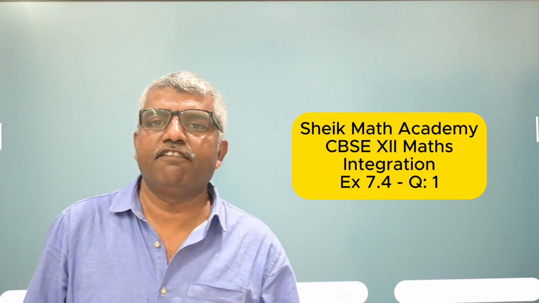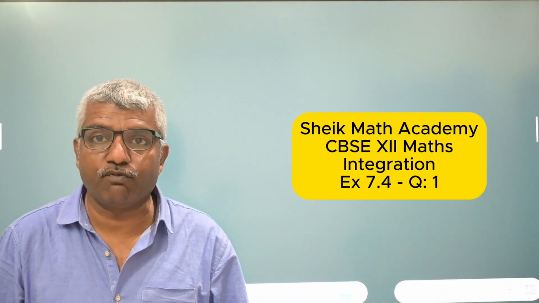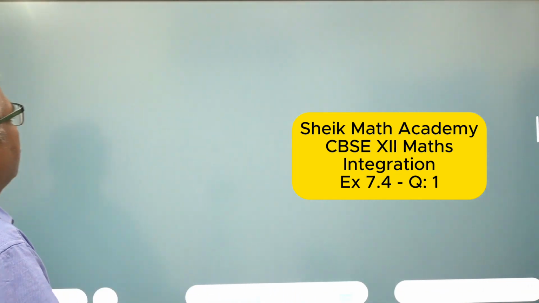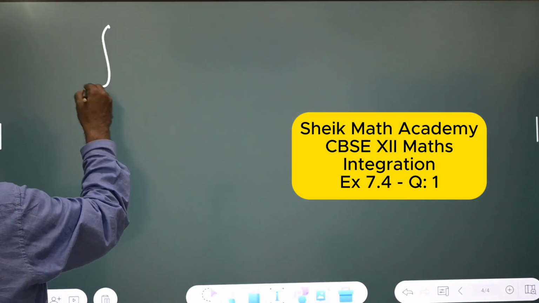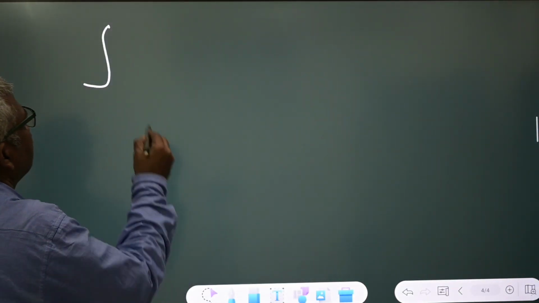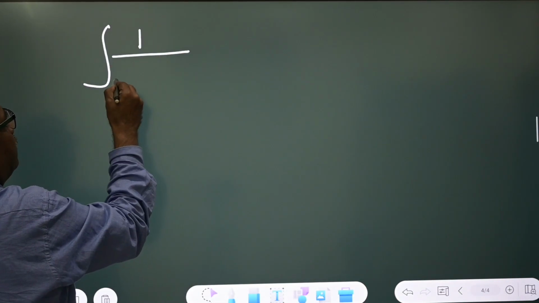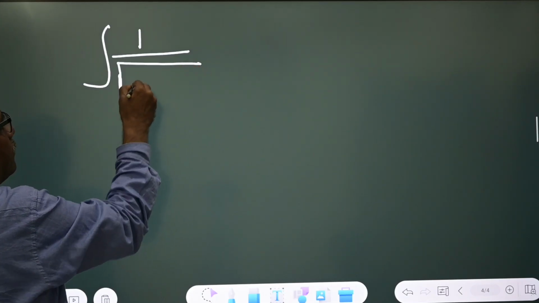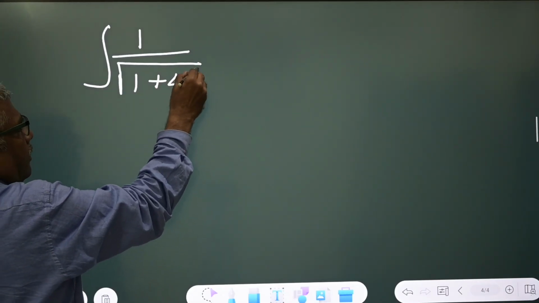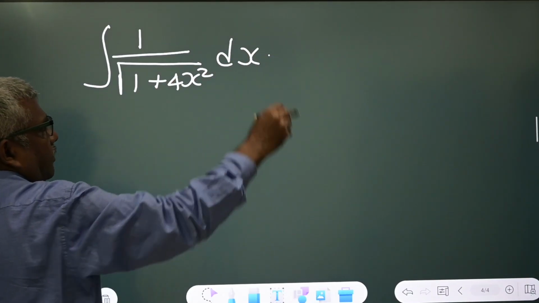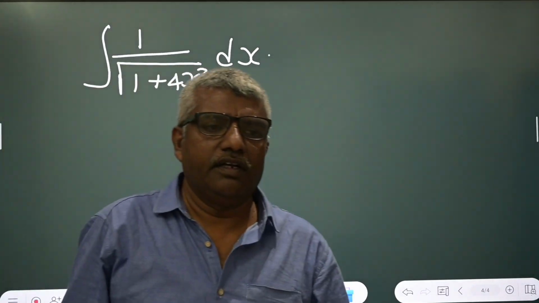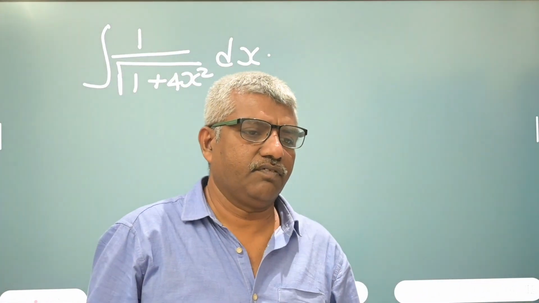Okay. Now we will go to exercise 7.4, question number 2. What is the question? Integration of 1 by root of 1 plus 4x squared dx. Okay, how to do it?